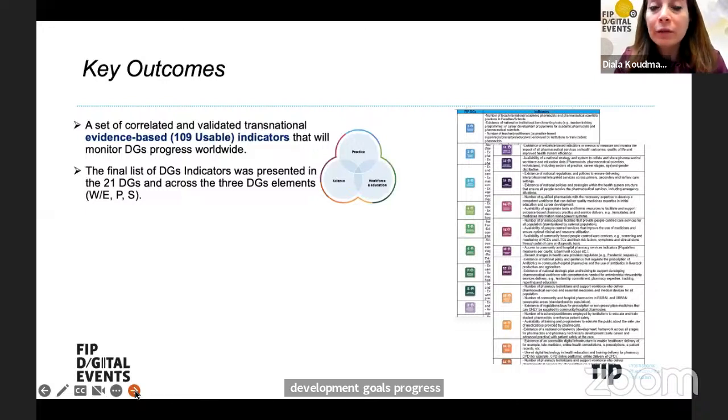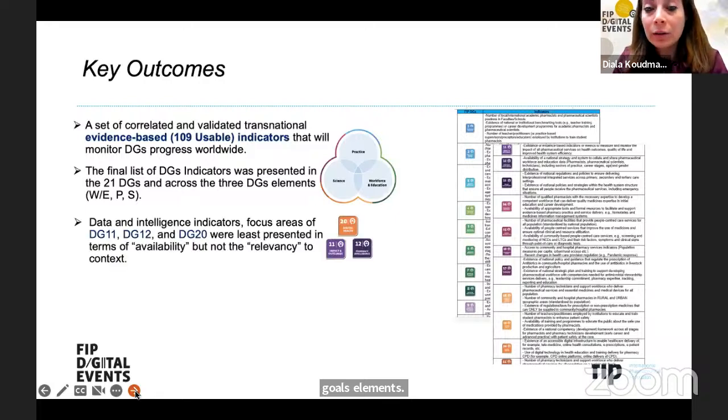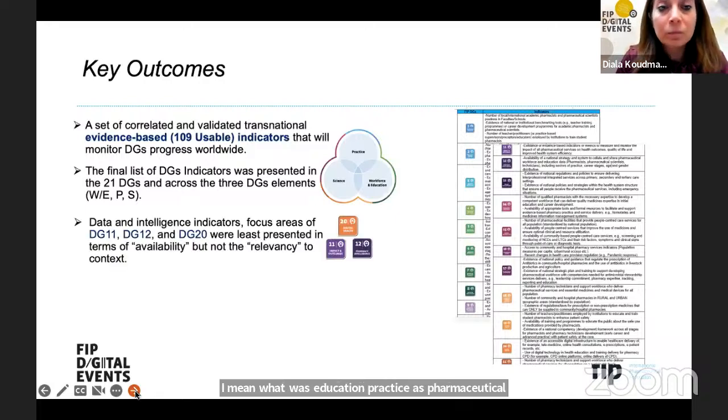The second main point is that the final list of development goals indicators was presented in the 21 development goals and across the 3 development goals elements, workforce, education, practice, and pharmaceutical science, with at least 1 indicator under each development goal. It's also worth mentioning that some development goals, particularly the ones that we can see on the slide, DG 11, impact and outcomes, DG 12, pharmacy intelligence, and DG 20, digital health, have only 1 or 2 indicators under the final list of usable or approved indicators.